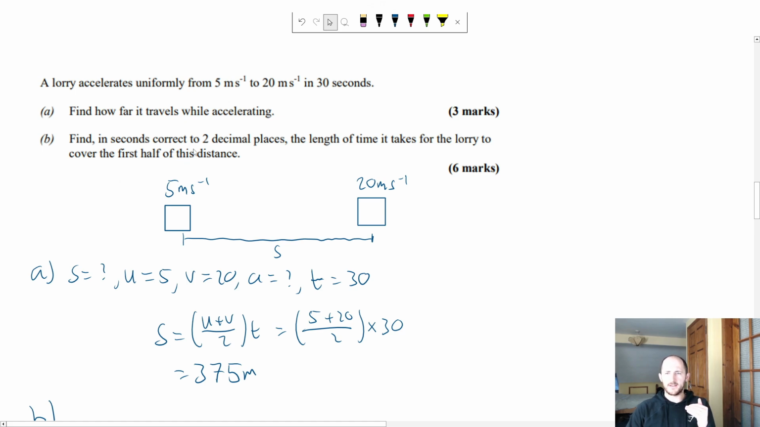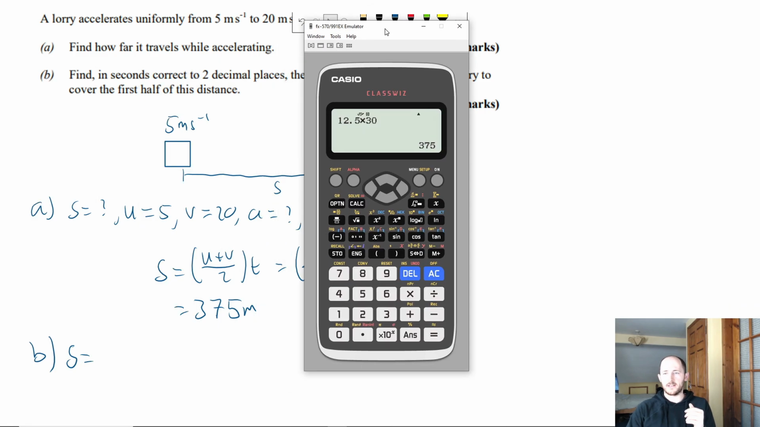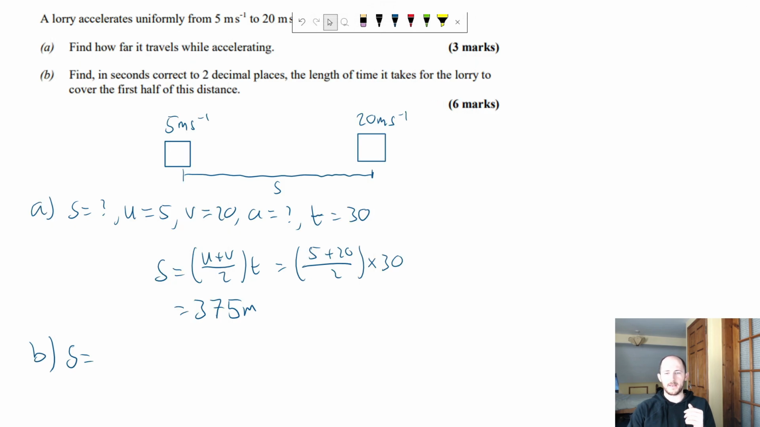But find in seconds, correct to 2 decimal places, the length of time it takes for the lorry to cover the first half of this distance. And you know what? I find that this happens quite a lot where students get a bit stuck on this. Now, first of all, let's just write out what we know. Well, S is going to be half of 375. So if I just quickly divide that by 2 on the calculator, we get 187.5 meters.